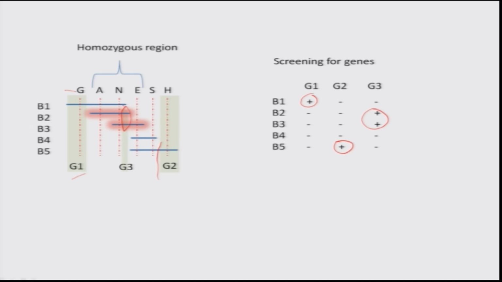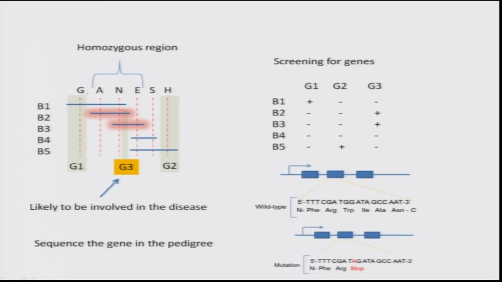Therefore, that is where G3 is, and likely because that is also the region where you have homozygosity, you will be able to confidently tell that this is likely the gene that could cause the disease. Now you go on to sequence. If you are lucky, you can find mutations in the affected individuals, and that is how you identify the disease gene.